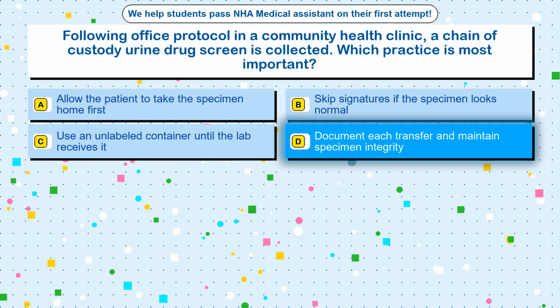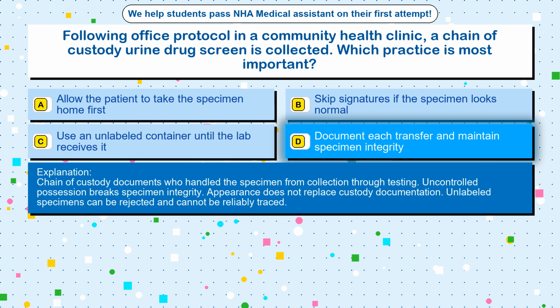The correct answer is option D. Document each transfer and maintain specimen integrity. Chain of custody documents who handled the specimen from collection through testing. Uncontrolled possession breaks specimen integrity. Appearance does not replace custody documentation. Unlabeled specimens can be rejected and cannot be reliably traced.